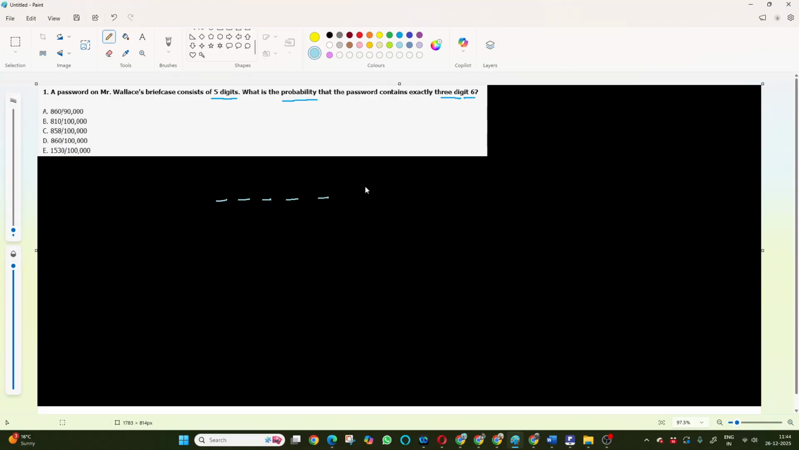Okay, now first of all, we're looking at probability. So we need favorable cases in the numerator, and in the denominator, we need the total number of cases. So first, let's start with the total number of cases, right? That's the easier part.